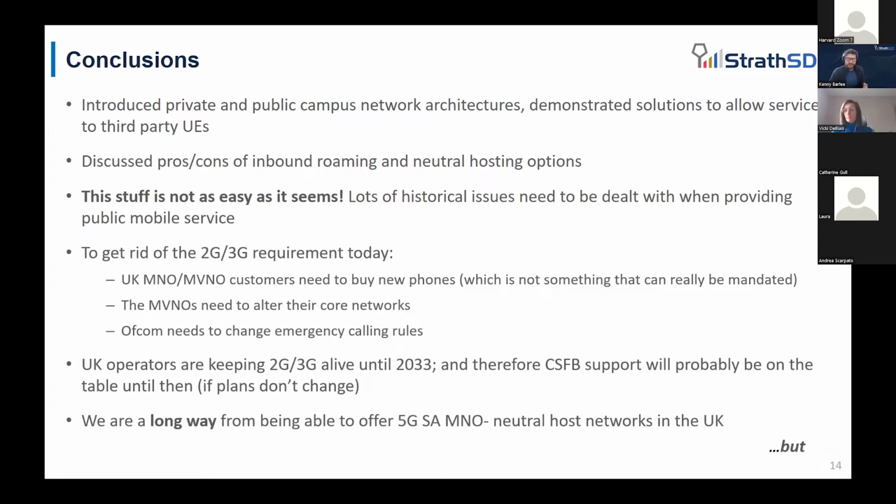It just needs to happen naturally as people replace devices. The MNOs, or the MVNOs, all need to alter their core networks so that they support VoLTE calling. And Ofcom needs to change the emergency calling rules.